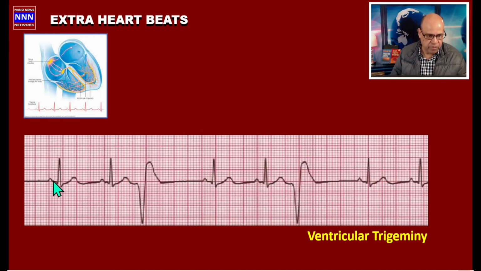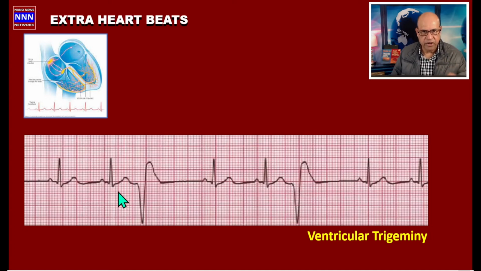Here we have a normal beat, extra beat, ventricular premature beat. Normal, PVC, normal. So this is known as the ventricular trigeminy. That means every third beat is an ectopic ventricular complex.